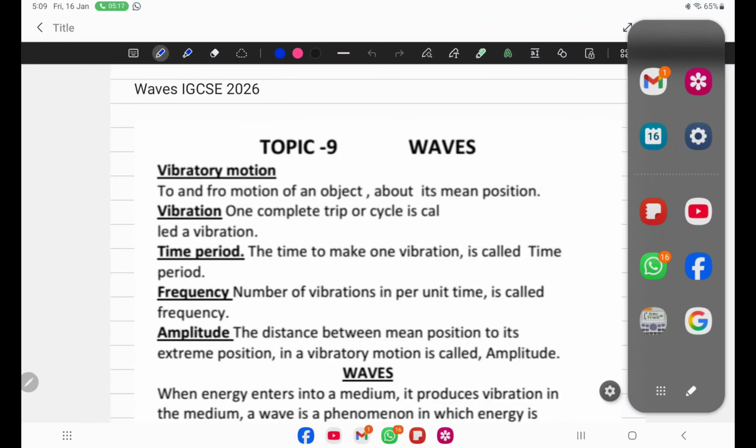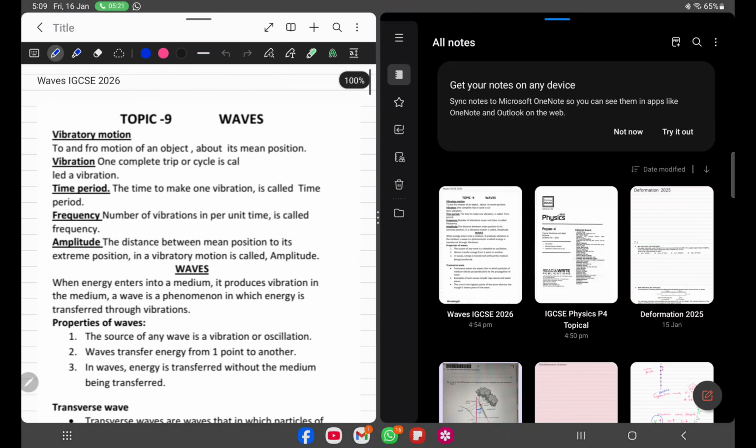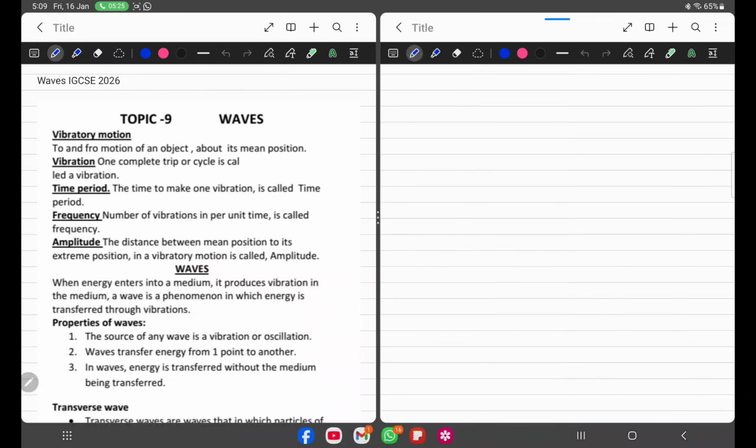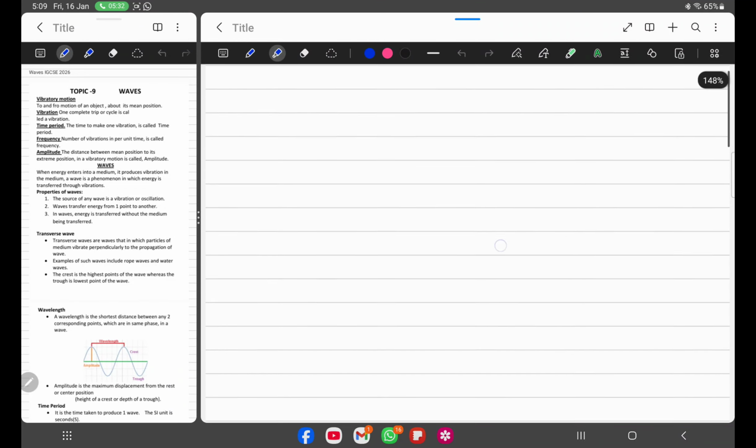16th January 2026. It is a crash course, crash class of IGCSE physics. And right now we are starting general properties of waves. And let's start with some basic definitions.